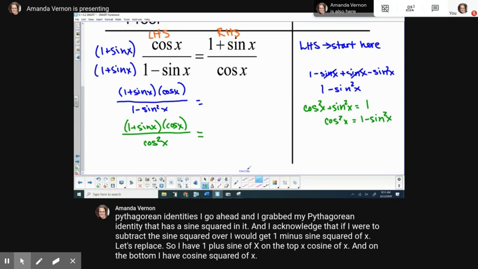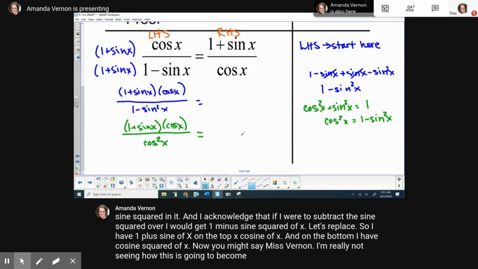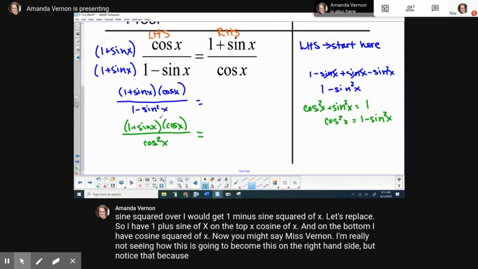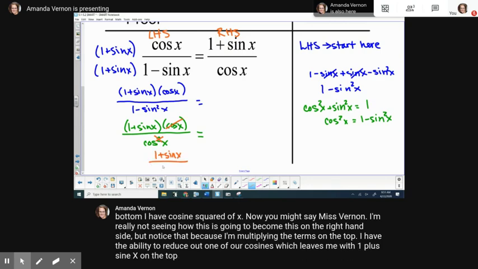Now, you might say, Ms. Vernon, I'm really not seeing how this is going to become this on the right-hand side. But notice that because I'm multiplying the terms on the top, I have the ability to reduce out one of our cosines, which leaves me with 1 plus sine x on the top and cosine of x on the bottom. Just like that, you finished the proof.